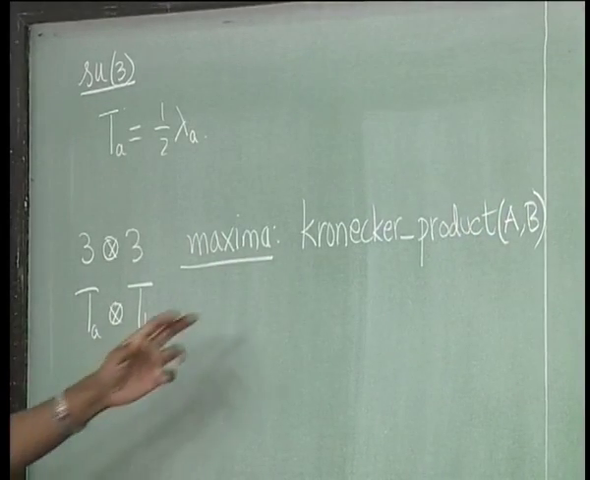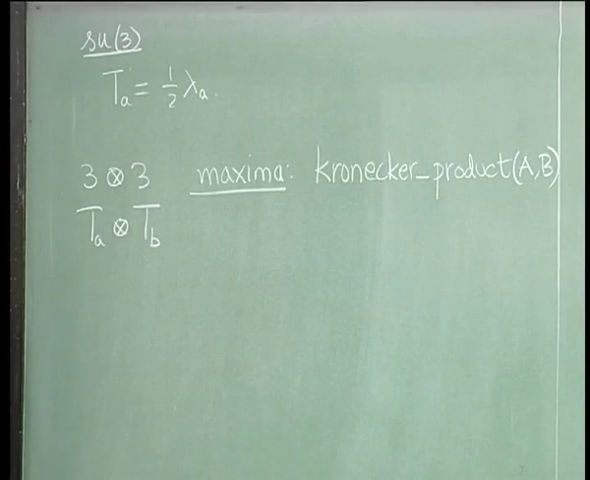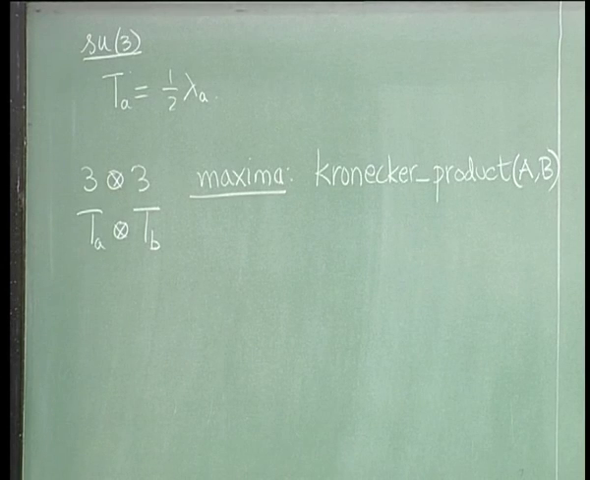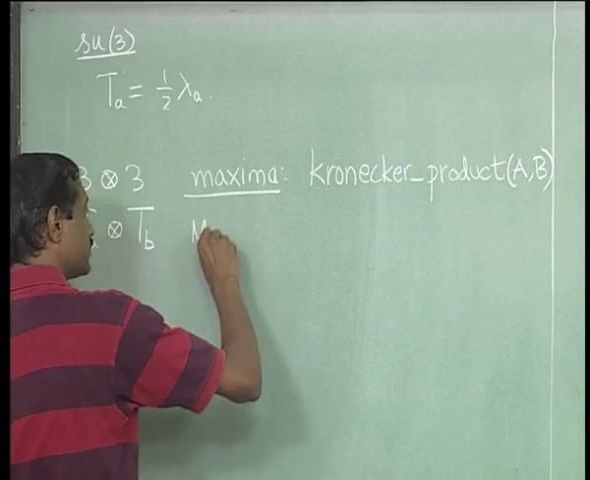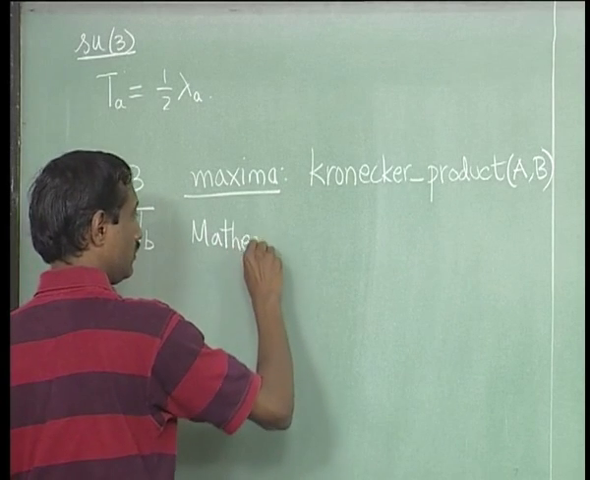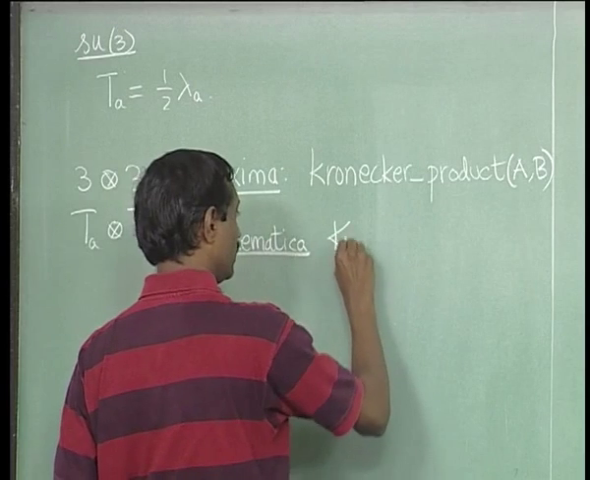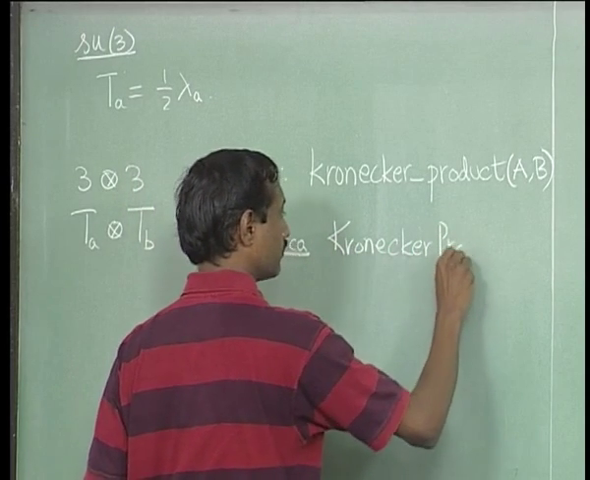So you go to Maxima, and if you give it any two matrices, it will give you their Kronecker product or the direct product of the matrices. The reason I am suggesting something like Maxima is that it is freely available. But if you have access to Mathematica, the same thing is called KroneckerProduct.